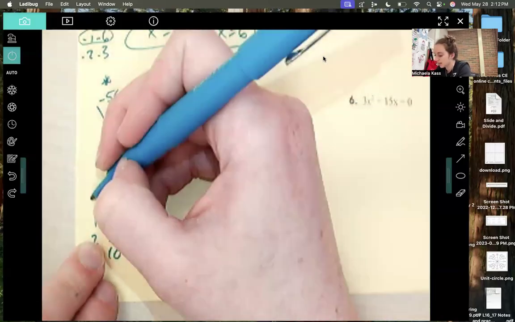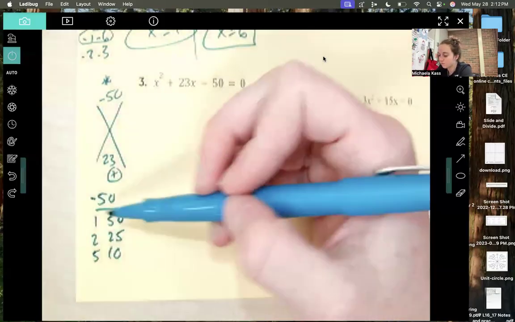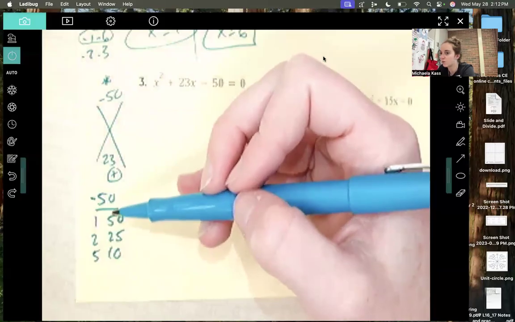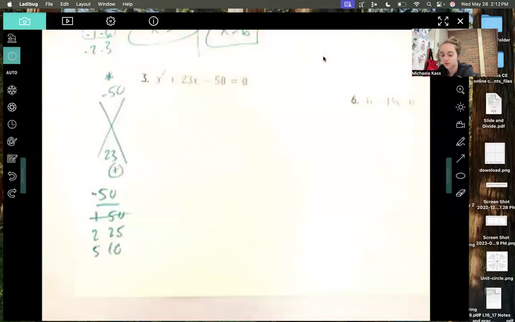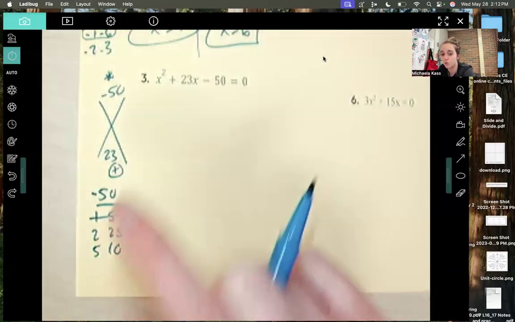Now, twist, it has to be negative. So we need to look at our numbers and figure out, is there a way of getting 23 with our numbers? With 1 and 50, if you subtract 1, you add 1, it's never going to hit 23, so that's out. 2 and 25 could get us positive 23 somehow, some way.